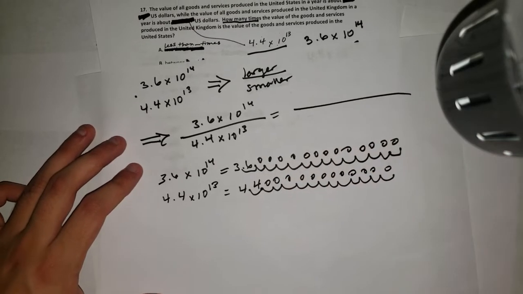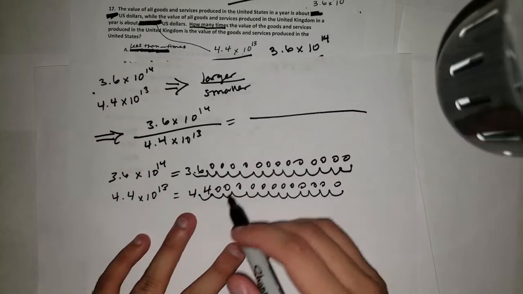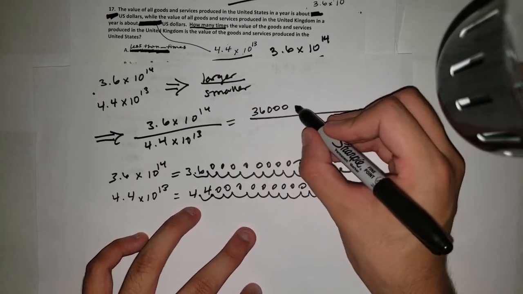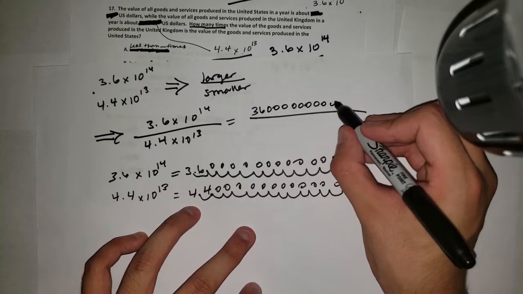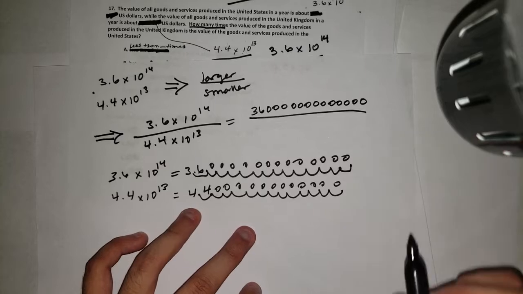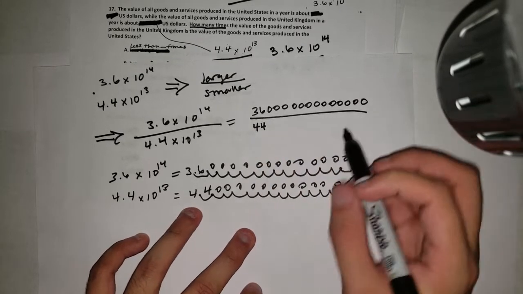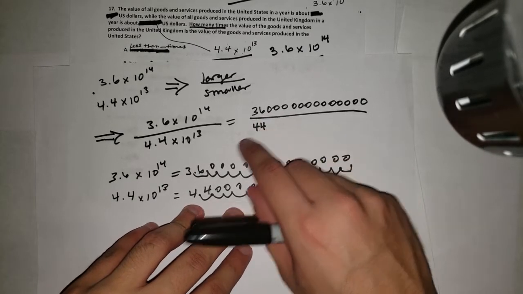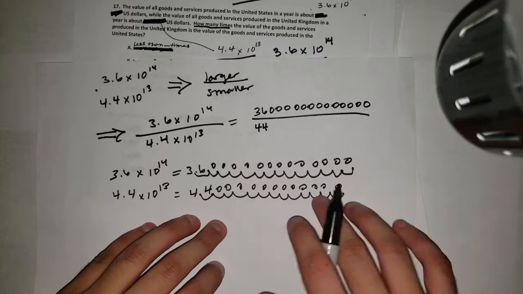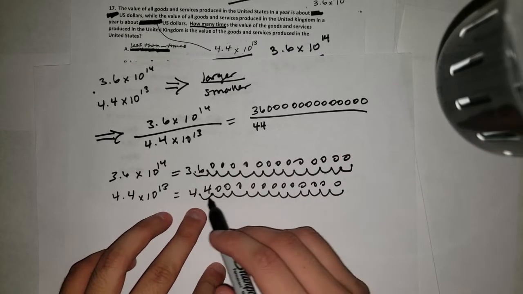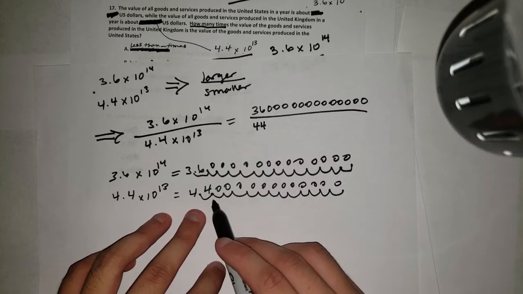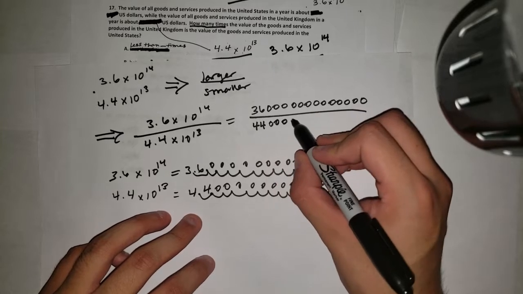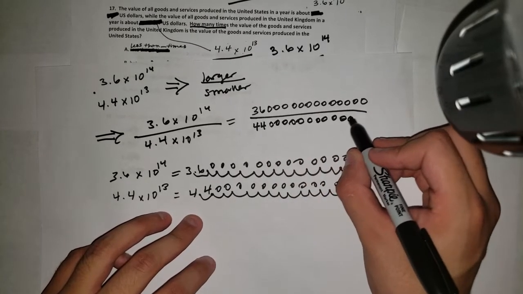So that means we're going to have 36 followed by 13 zeros, and then 44 followed by 12 zeros. A lot of you like to keep the decimal here, but the entire point is that we're moving the decimal to the right. So we already moved the decimal 13 times, and we found that we got 44 with 12 zeros after it.